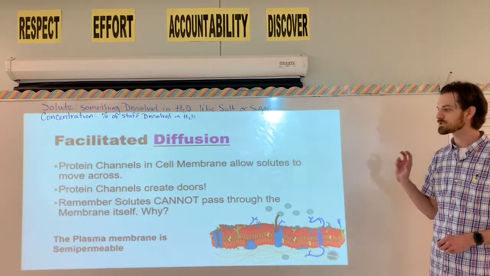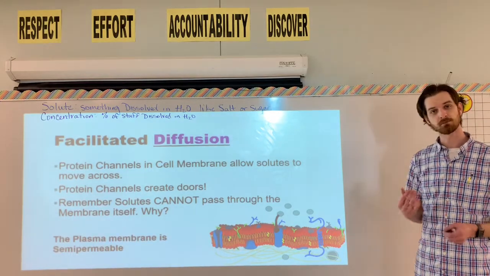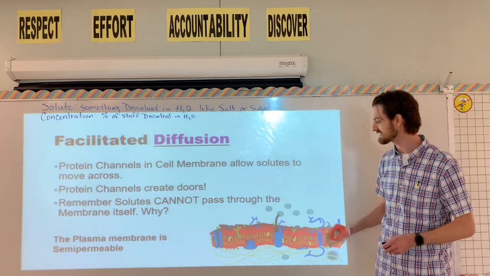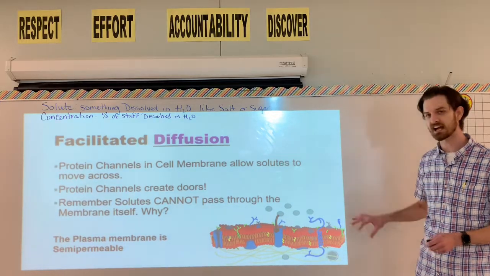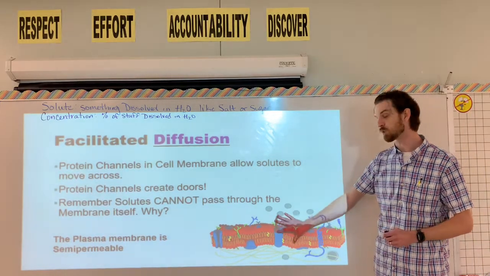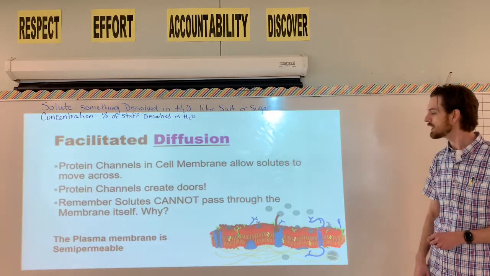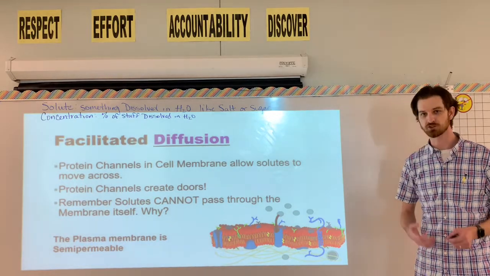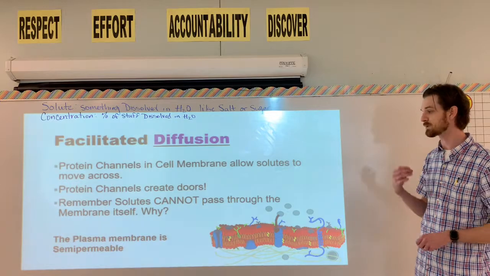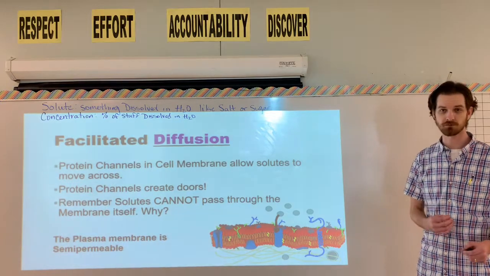All right. So remember, this gives that semi-permeability to the membrane because it's selecting some things that are able to come in and out. It does sometimes provide doors for certain things to come in and out, but not everything is freely able to move through the cell membrane. That's why it's selectively or semi-permeable.